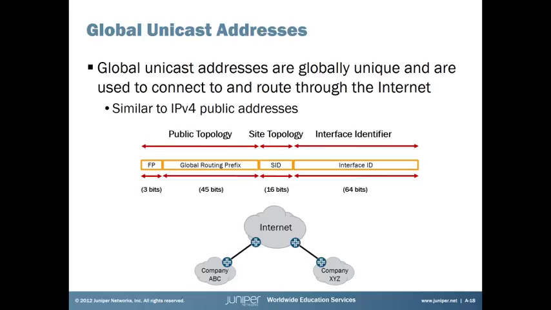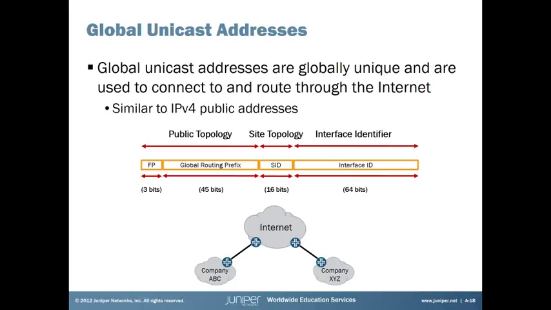Your ISP will actually give you the first 48 bits. This other 16 bits here is, again, for you to use within your organization. So here's the concept: you get a 48-bit block from your ISP.